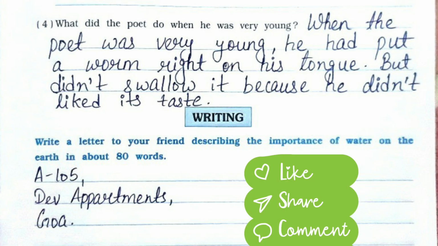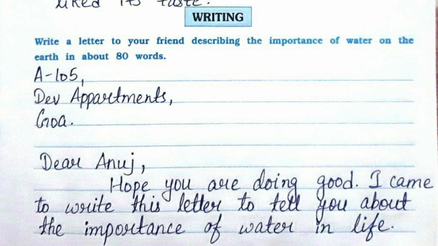Fourth, what did the poet do when he was very young? When the poet was very young, he had put a worm right on his tongue but didn't swallow it because he didn't like its taste. Next is the writing part. Write a letter to your friend describing the importance of water on the earth in about 80 words.